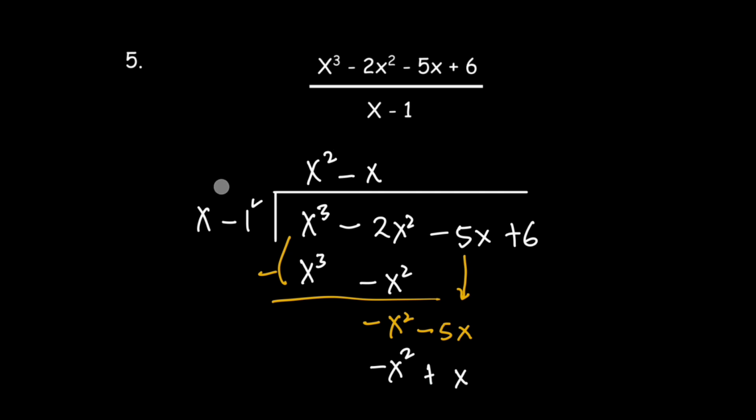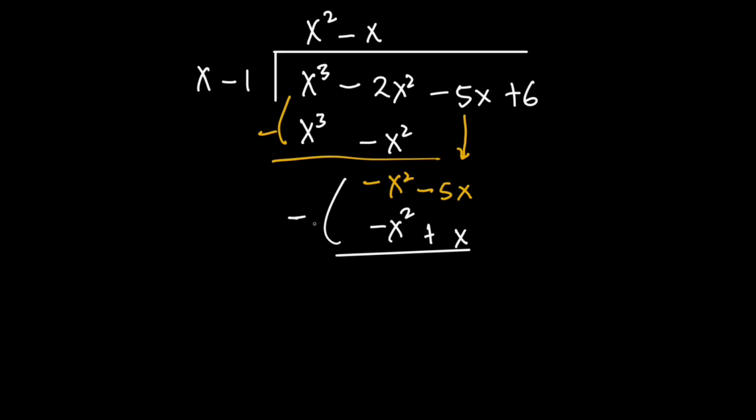Then we go ahead and then subtract once again. Negative 5x minus x is going to be negative 6x. Then negative x squared minus x squared is going to be 0. So this is what we have. And from here, we have to go ahead and then drop the last term, which is positive 6. All right, so this is what we are getting right now.